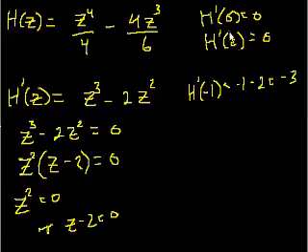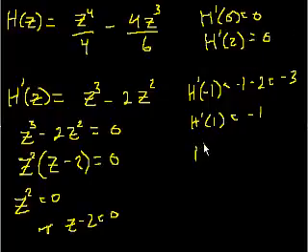Okay, let's take a point in between these two. Well, 1 is in between them, so let's take h prime of 1, which is 1 minus 2, because it's 1 squared. So it equals negative 1. And then what happens when we go to z values greater than 2? Let's try 3. H prime of 3 is equal to 27 minus 2 times 9, which is 18. So it equals 9, and it's positive.